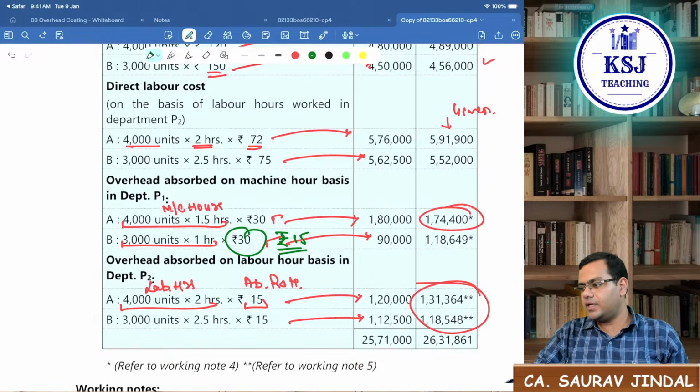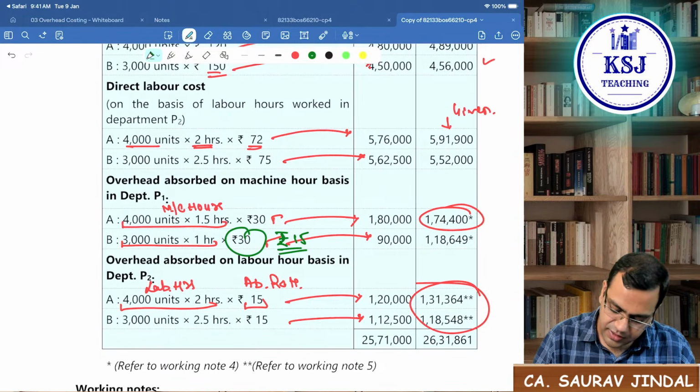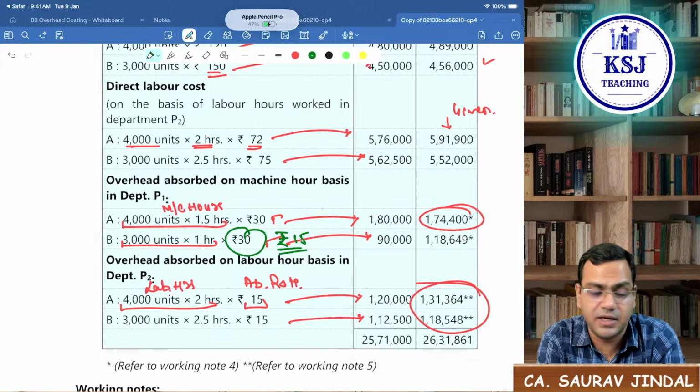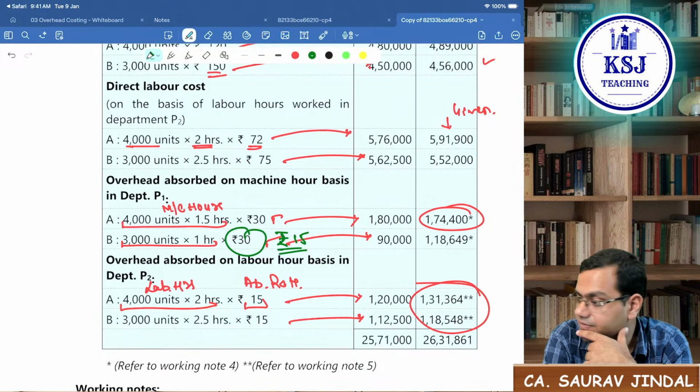Is that clear, everyone? Any doubts? Anything you want to ask? Done for today's session. Target completed. I wanted to complete overhead, so we are done with the overheads part. Any doubts if you have? That's fine. That's okay.